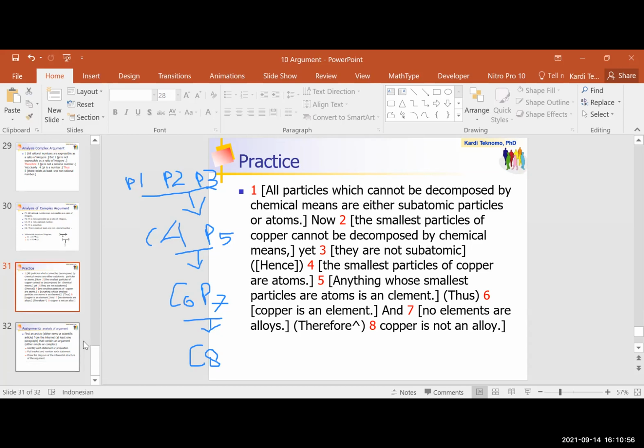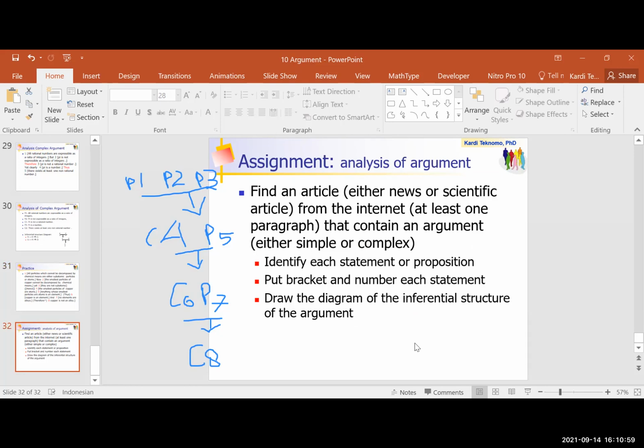So then you will have assignment. So last time you already find the article. If that is still difficult, you can change your article. So right, you find an article, either news or scientific article from the internet, at least one paragraph, and then it's supposed to contain an argument. If the article does not contain any argument, no need to use. Use the other article. And then the same thing. You identify the statement. Put bracket, put number, and then draw the diagram.